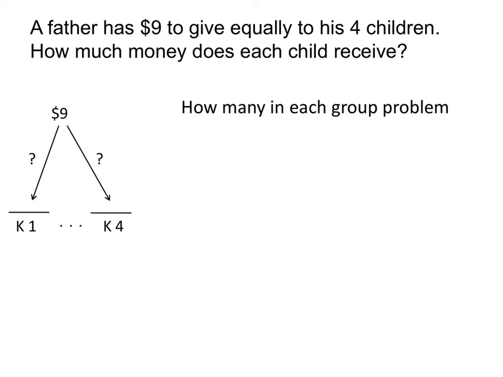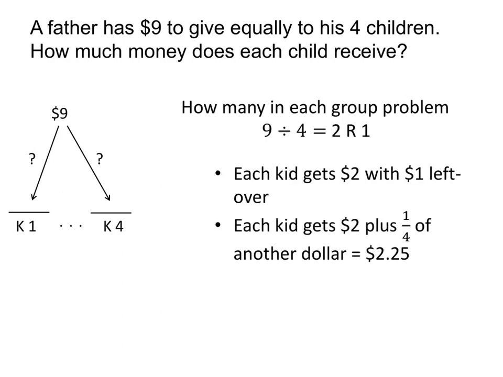Our last example is going to illustrate our third use of a remainder. A father has $9 to give equally to his 4 children. How much money does each child receive? Well, here's our picture. We've got our $9 here. We're going to give some of that to the first kid, some to the second, some to the third, some to the fourth, but we don't know how much each kid is going to get. And so we see this as a how many in each group type of problem. So we can solve this in the same way as we solved the other 2 problems. We're going to take 9 divided by 4, which in remainder notation is 2 remainder 1.